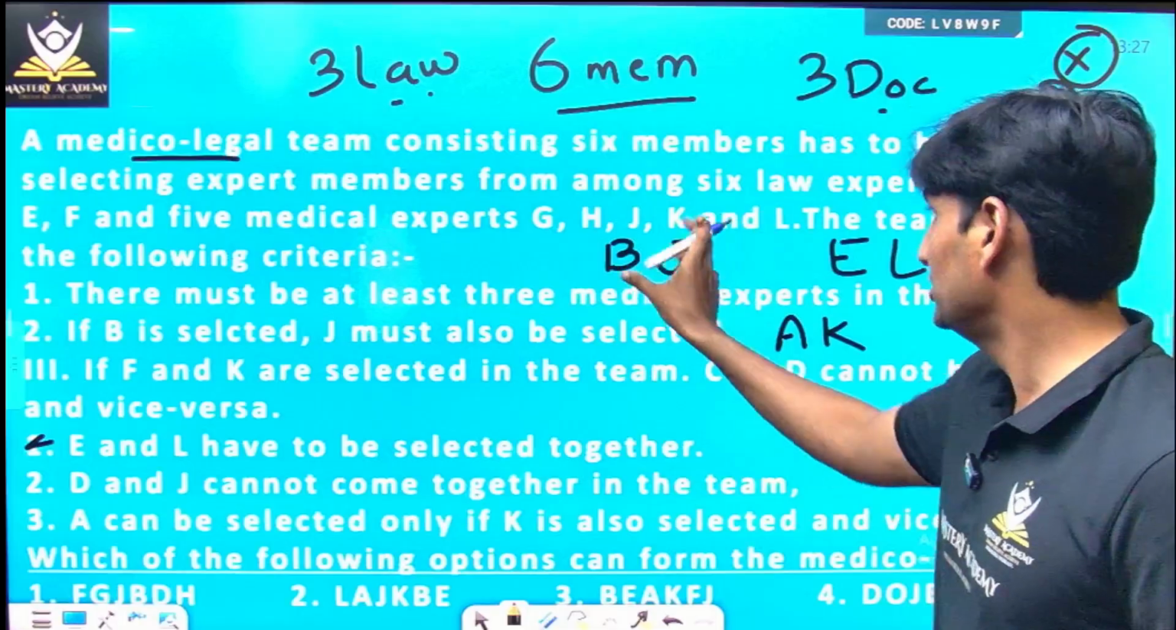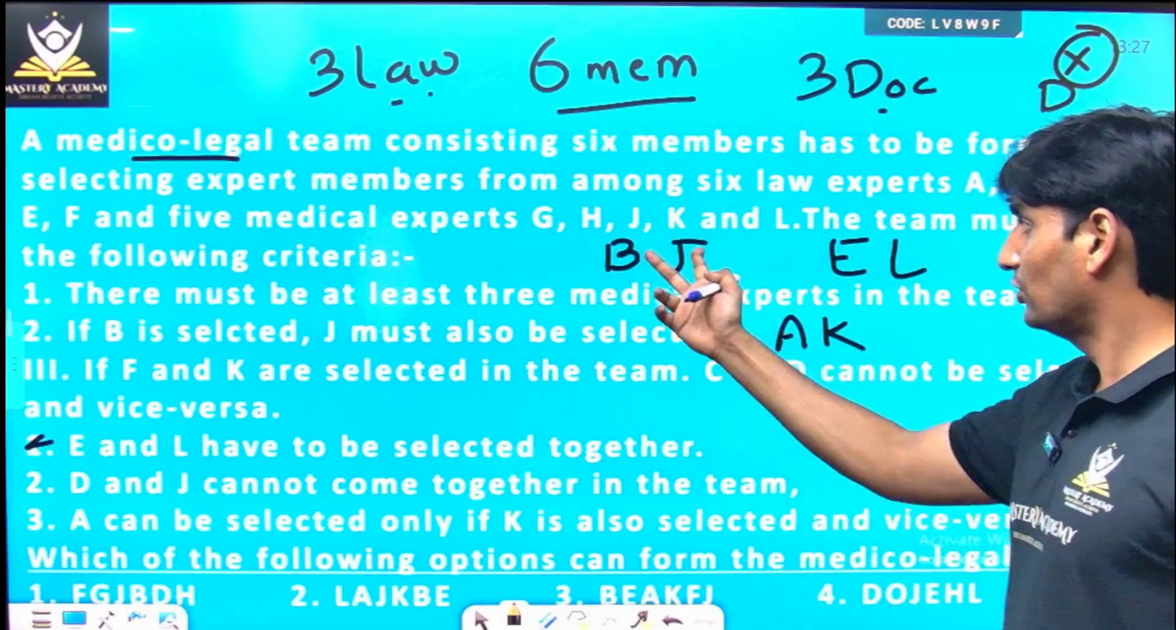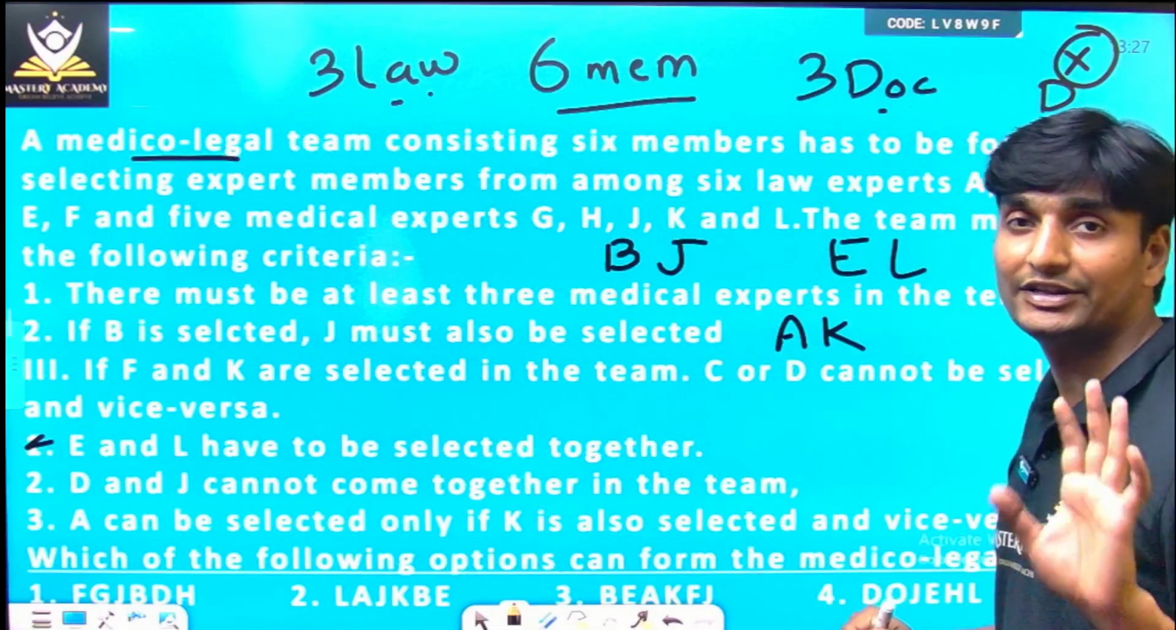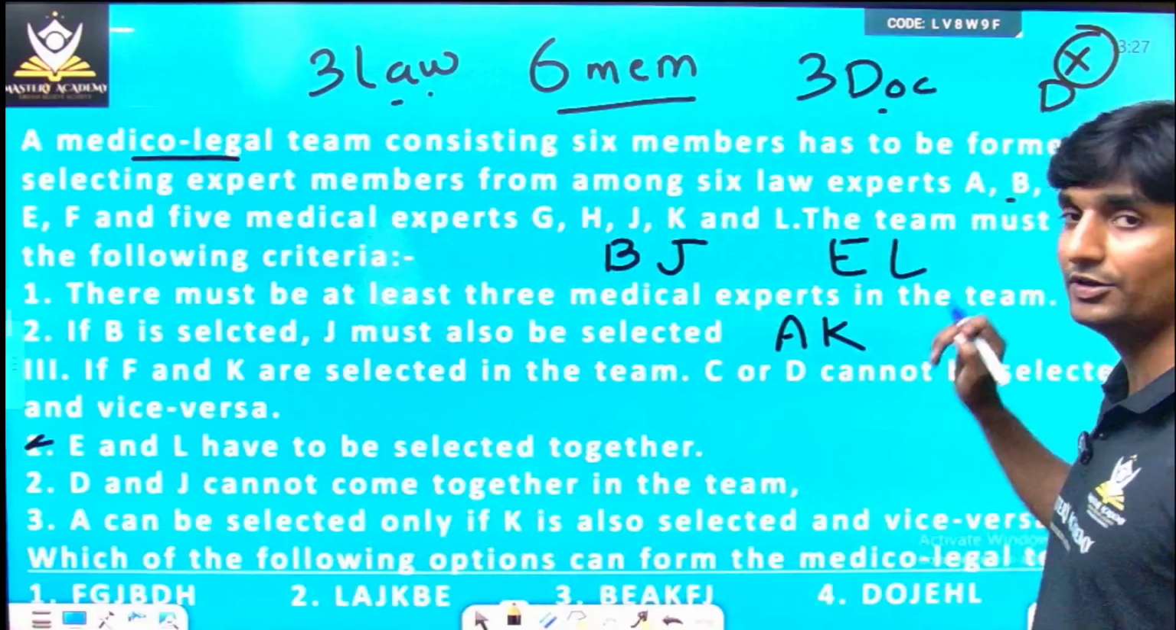Okay. So BJ, EL, AK: each is a team of 2 members, and they should be all together. And then D cannot be there. According to this, D and J cannot be together, so we will have to eliminate D.